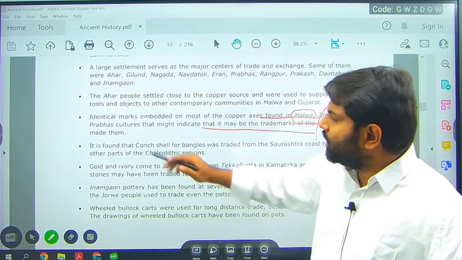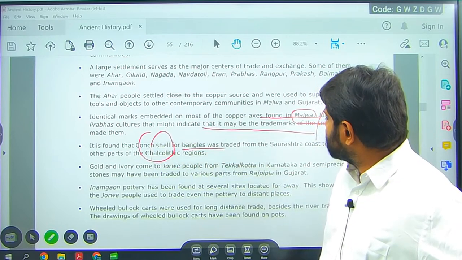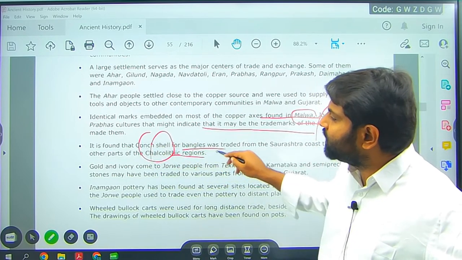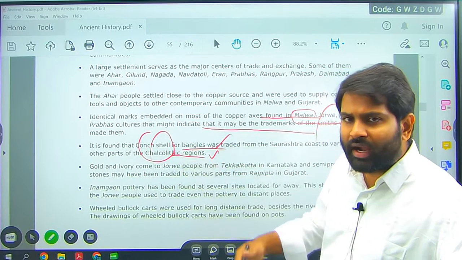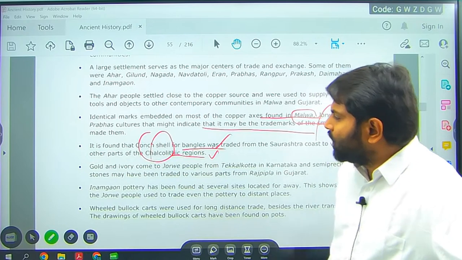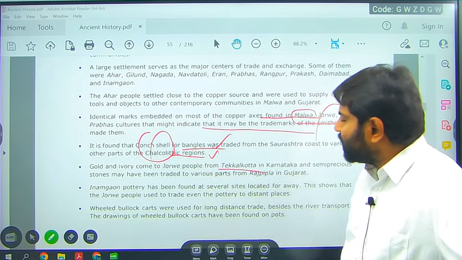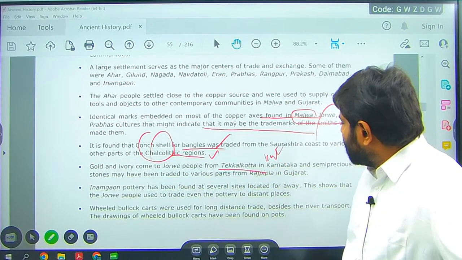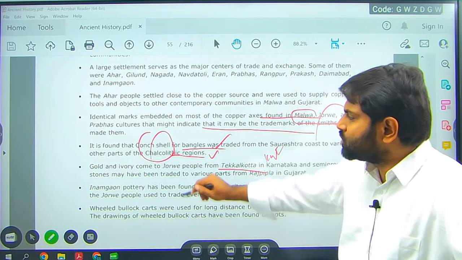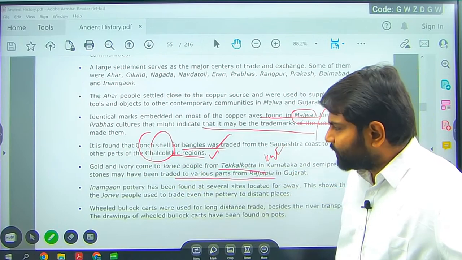One point. It is found that conch shell for bangles was traded from the Saurashtra coast and various other parts of the Chalcolithic region. So, Saurashtra, especially conch shell and bangles, right? Gold and ivory come to Jorve people from Tekkalkota of Karnataka. You know that KGF movie you must have watched, right? Tekkalkota, Karnataka. And semi-precious stones have been traded from various parts of Rajpipla in Gujarat.